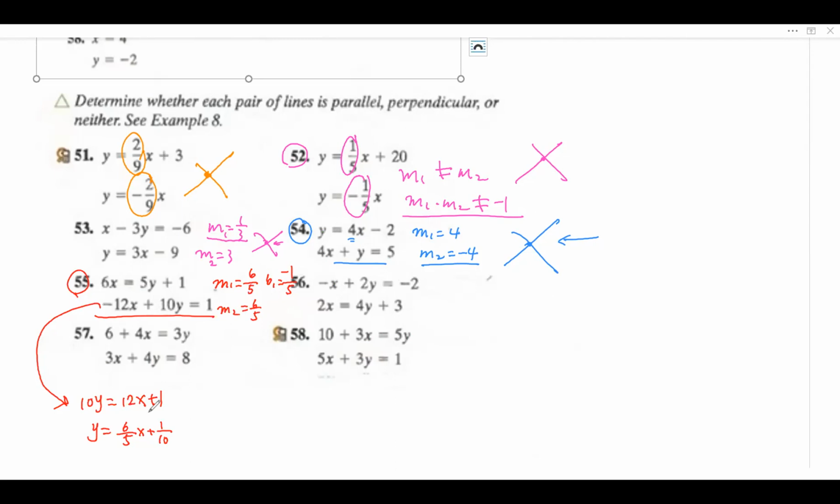The slope is the same, right? And B2 is 0, 1/10. So you can see the slope is the same, their y-intercept is different, so they are parallel to each other. Yeah, parallel. Okay, let's move on.